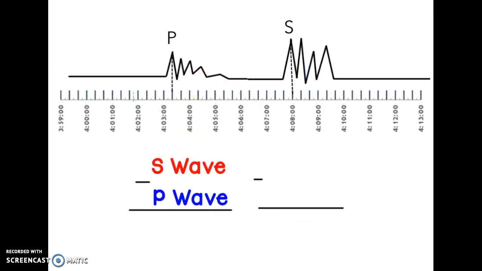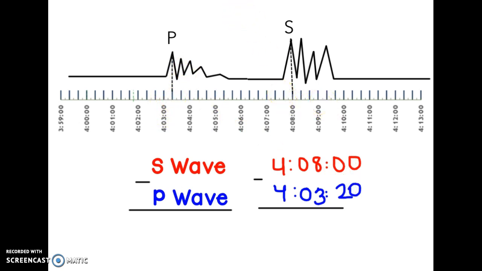Now, one of the ones that you may have come across, the math isn't as easy, and there's 2 options that you can do when that happens. So if we look at this scenario right here, the S wave is very simple because it lands right on this line, which means it's 8 minutes and 0 seconds. And then if we look at the P wave, we have 4:03 and 20 seconds.